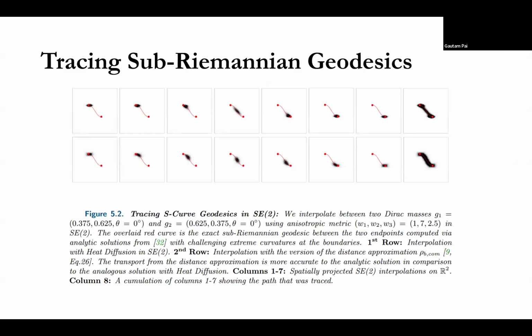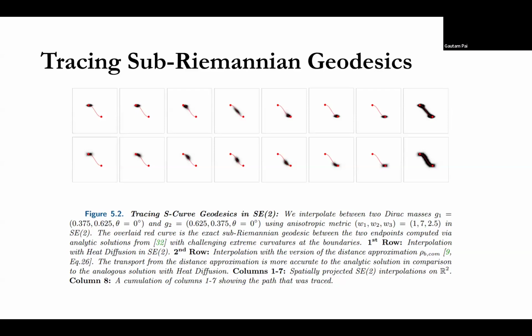So in this example, what are you seeing? You have a source at the top left and a target at the bottom right. The orientation in this case is both pointing at 0 degrees. So you have your point here, which is pointing towards, let's say, the right, and you want to interpolate between it and the point in the bottom right, which also has 0 degrees. And you want to transport with a metric which is highly anisotropic, which means the penalty for moving sideways is extremely high, and you're only allowed to move forward, right?